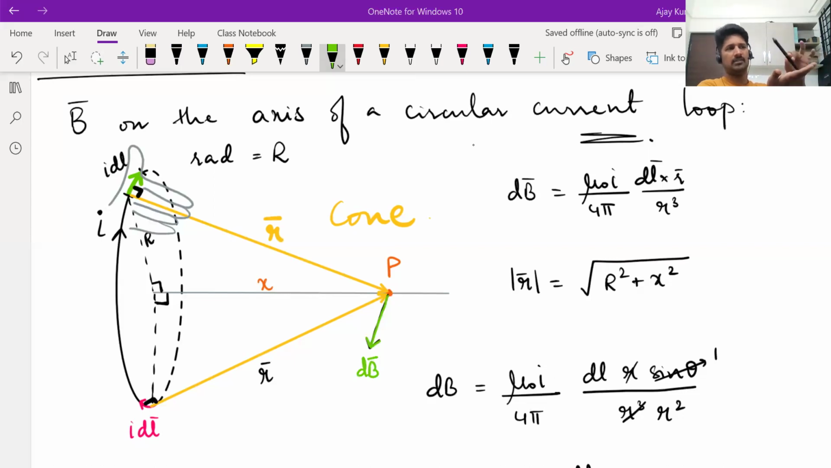Not exactly upwards, it will be tilted, because your fingers are also tilted. They are not horizontal, they are at an angle like this. And the magnetic field would be like this. So the magnetic field produced by that last element is in this direction, dB.